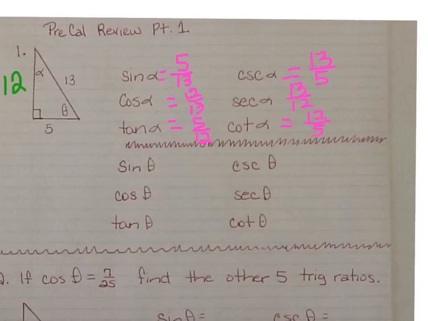Okay, now we're going to switch over to the theta angle. So now we're going to work off of this angle right here. So sine of theta is opposite over hypotenuse, so that's going to be 12 over 13. That means that cosecant is 13 over 12. Cosine is CAH, adjacent over hypotenuse, and that's 5 over 13. And that means that your reciprocal secant theta is going to be 13 over 5. And then your last two are tangent theta, and tangent is TOA, opposite over adjacent, so that's 12 over 5. And that means that cotangent is 5 over 12.